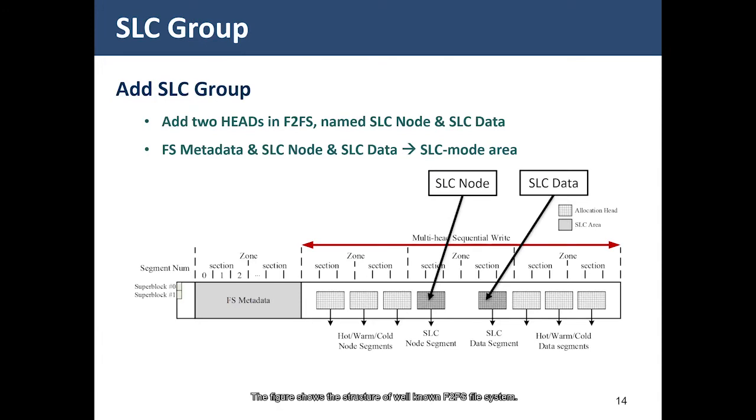The figure shows the structure of the well-known F2FS file system. We have two main clusters, which are the node and the data. Both of them are further divided into 3 groups: hot, warm, and cold. Each group has a corresponding active segment, so we simply add 2 SLC groups to the data and the node clusters, called the SLC data and the SLC node.